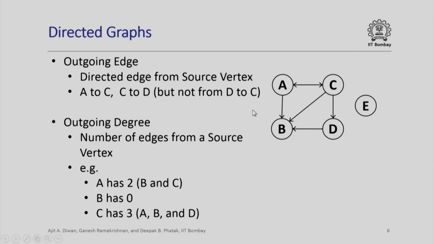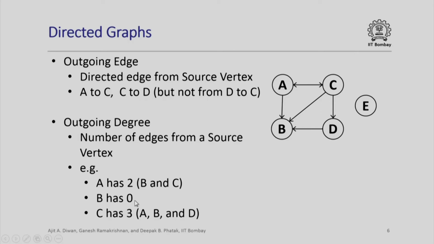In the case of directed graphs, we have the notion of outgoing edge and outgoing degree, and a corresponding notion of incoming edge and incoming degree. Let us look at the notion of outgoing edge first. An outgoing edge is defined as a directed edge from a source vertex. For example, there is an edge from A to C, there is an edge from C to D, but not from D to C. The outgoing degree of a vertex is the number of edges which emanate out of a source vertex. For example, A has outgoing degree 2. Why? Because it has two edges going out, from A to C and A to B.